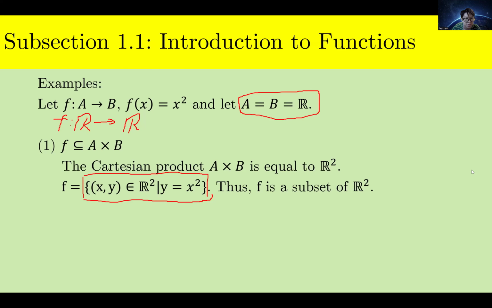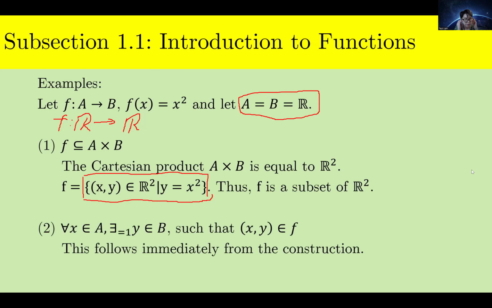For the next one, for each x in A, there exists one and exactly one y in B such that (x, y) is in f. This follows immediately from the construction. We just say that y equals x squared, right? So this is unique and trivial.